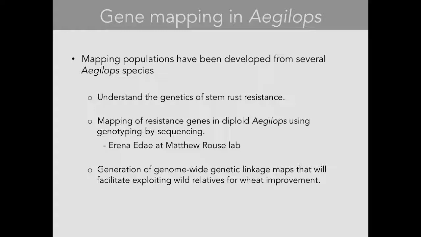Same as with the tetraploids, with the Aegilops we have developed several mapping populations, with the objective of first understanding the genetics of stem rust resistance, then mapping resistance genes, now focusing on diploid Aegilops using the genotyping-by-sequencing approach. This is an effort that Erena Edae is leading in Matthew Rouse's lab. And then also to generate a genome-wide genetic linkage map that will allow us to exploit these wild relatives, not only for stem rust resistance, but also for other traits that can be contributed from these wild forms.